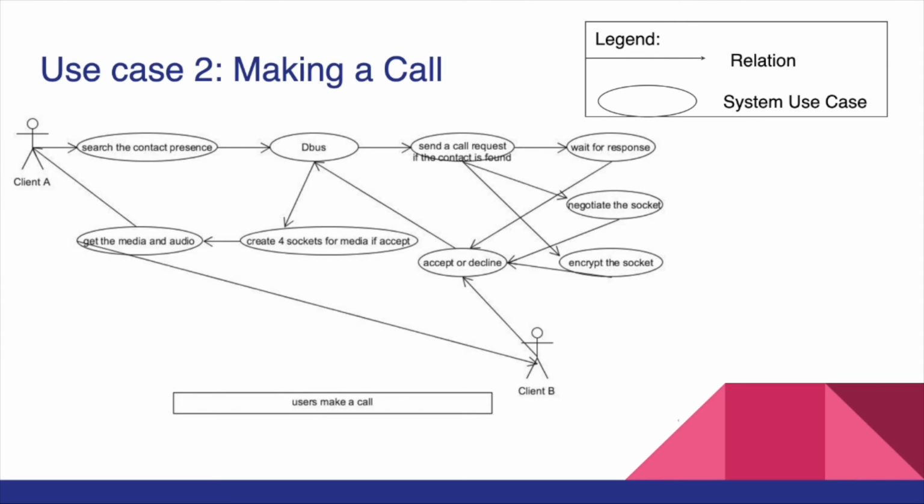When client A wants to make a call, he needs to send a request to the D-bus to check if the contact is busy. Then the client needs to wait for a response. At the same time, the system negotiates and encrypts the socket for security. If client B accepts the call, the D-bus will create 4 sockets for media and audio. Then both A and B interfaces will display the media and have audio.